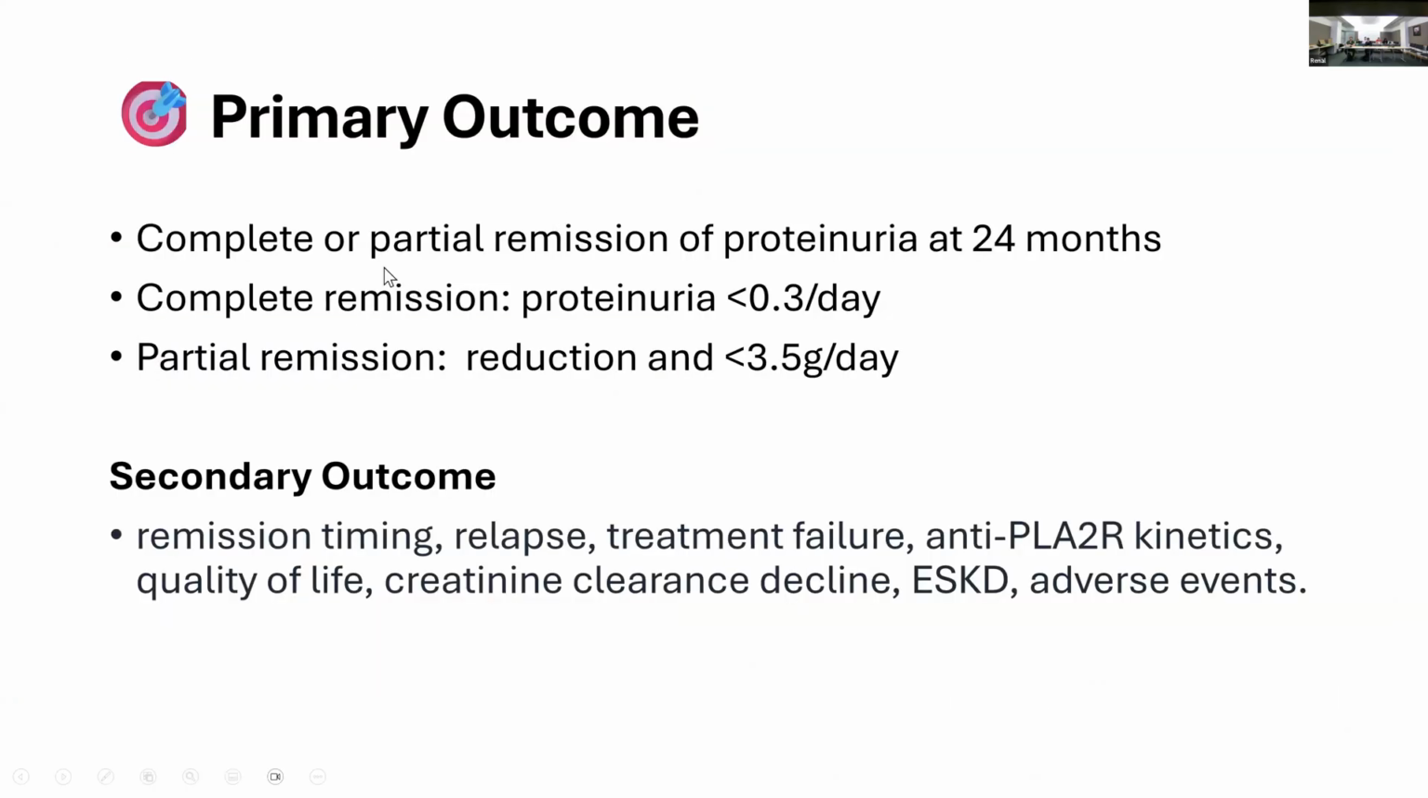So the primary outcome they were interested in was complete or partial remission of proteinuria at 24 months. Complete remission was less than 0.3 grams per day, and partial was less than 3.5 grams. And then they looked at all these other things, like how the PLA2R levels come down, creatinine clearance, adverse events, etc.